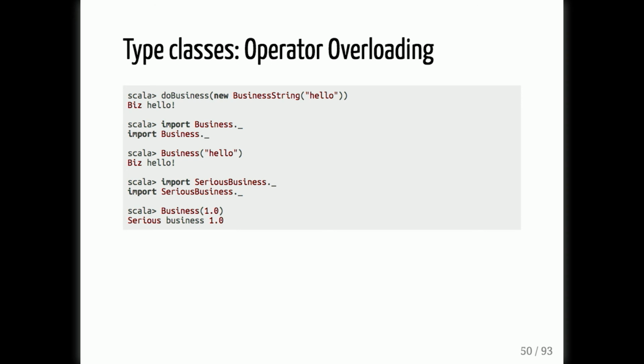Or if you need to do real serious business, you can do that, and it knows that it can find the double version of the business and print that out. And that all happens at compile time. Again, compile time is really good.